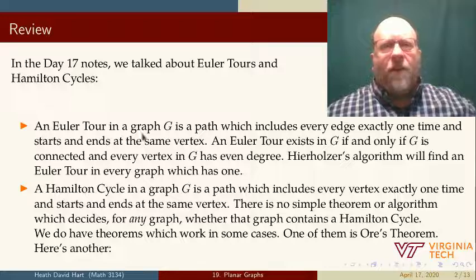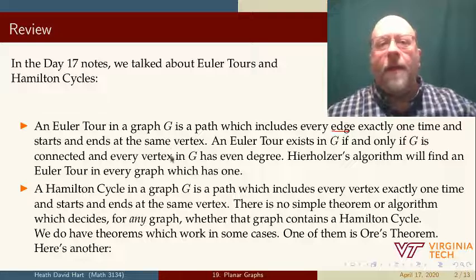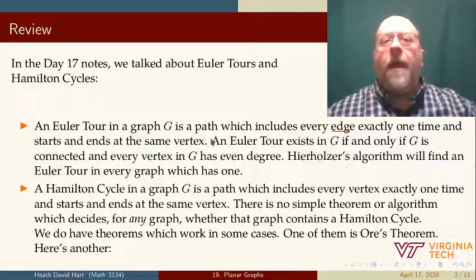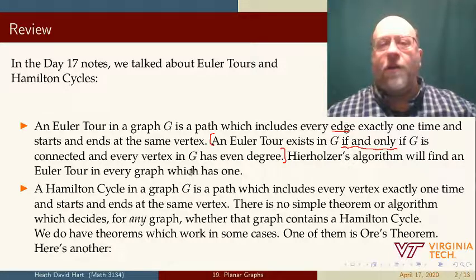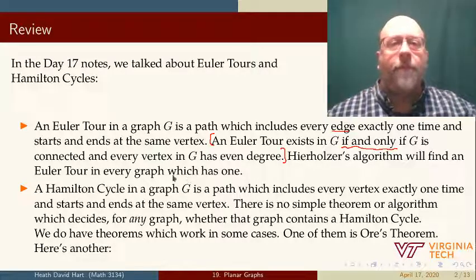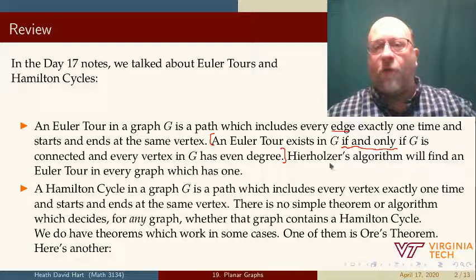Back on the day 17 notes, we were talking about Euler tours and Hamilton cycles. An Euler tour in a graph is a path that goes through every edge exactly one time and starts and ends at the same vertex. And we have this criterion that an Euler tour exists if and only if G is connected and every vertex has even degree. And we have an algorithm, Hierholzer's algorithm, that will find an Euler tour in every graph that has one. So we have lots of information about Euler tours. We have an easy test to check to see if an Euler tour exists, and we have an easy algorithm to find one if it does.